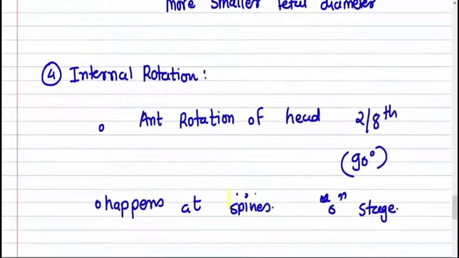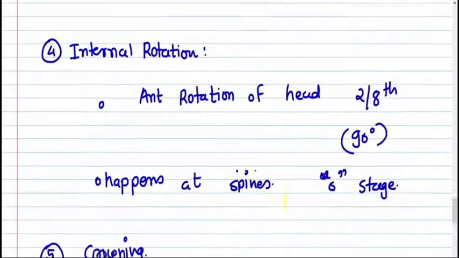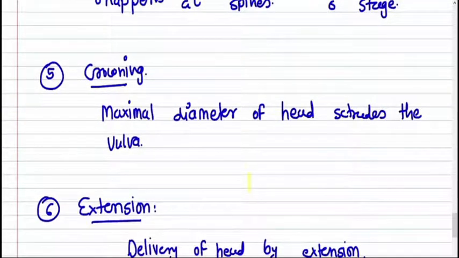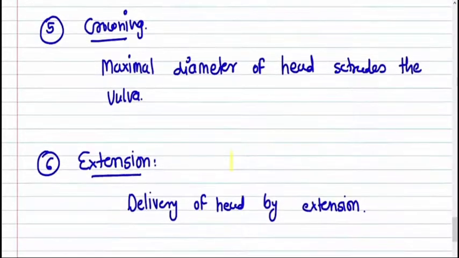Now, internal rotation of the fetal head of around 90 degrees happens at the level of the spines, or at 0 station of the labor. So this is very important, so that labor can go ahead. Now the crowning: the maximum diameter of the head stretches out the vulva, that is called crowning. Now the extension: delivery of the head of the fetus by extension movements.